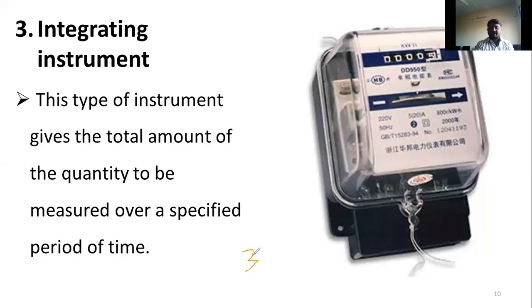Suppose previously the meter reading is 3100. After 1 month he will come and read 3220. So the total number of units consumed is the present value minus the previous value: 3220 minus 3100, which is 120. So 120 units you have utilized.